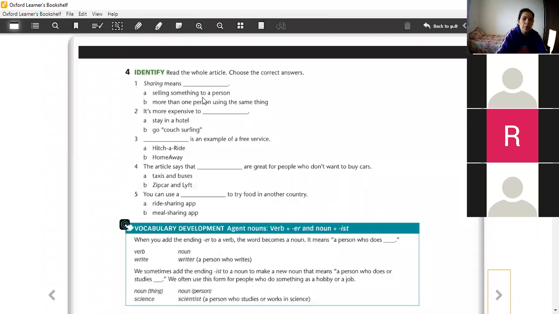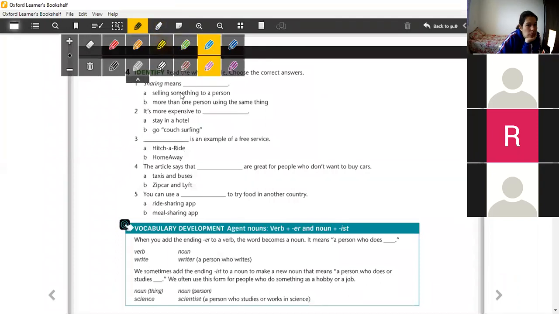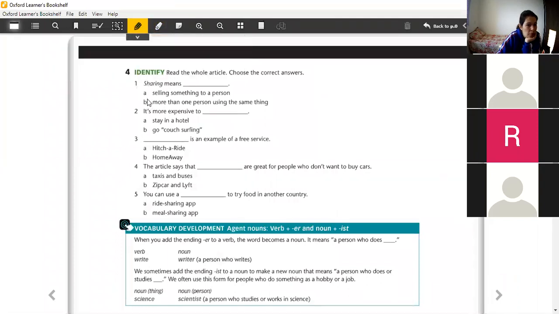So read the whole article, choose the correct answers. According to the article, we will answer the questions. Sharing means selling something to a person or more than one person using the same thing. More than one person using something. Good, more than one person.